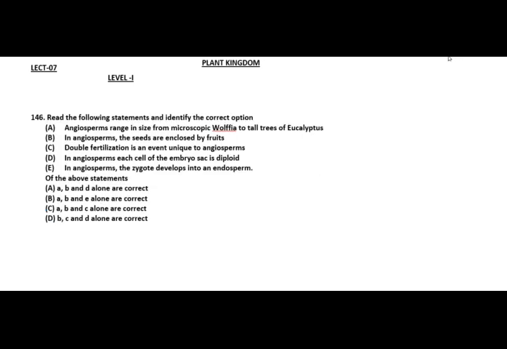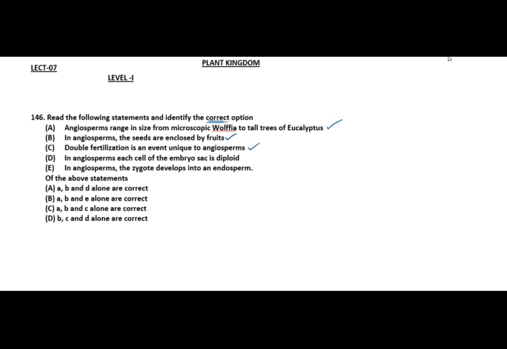Next question, read the following statements and identify the correct option. Angiosperms range in size from microscopic Wolffia to tall trees of Eucalyptus. Yes, this is a right statement. In angiosperms, seeds are enclosed by fruits. Yes, this is also a right statement. And double fertilization is an event unique to angiosperms. Yes, this is also a right statement.